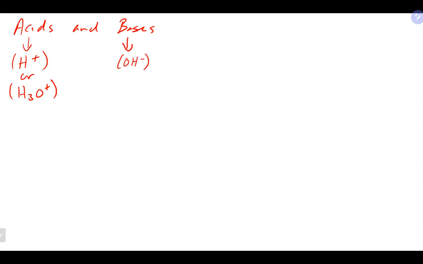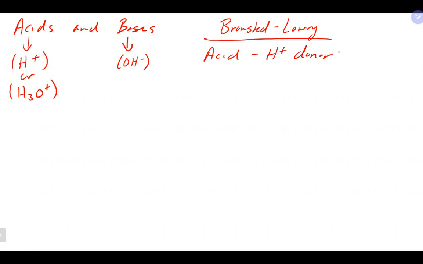And a general definition of acids and bases, one that people use a lot, is the Bronsted-Lowry definition. In the Bronsted-Lowry definition, an acid is a proton donor, so something that gives away an H plus. And a base is a proton acceptor, which will accept the H plus. Remember that this creates a pair situation when you have acids and bases.